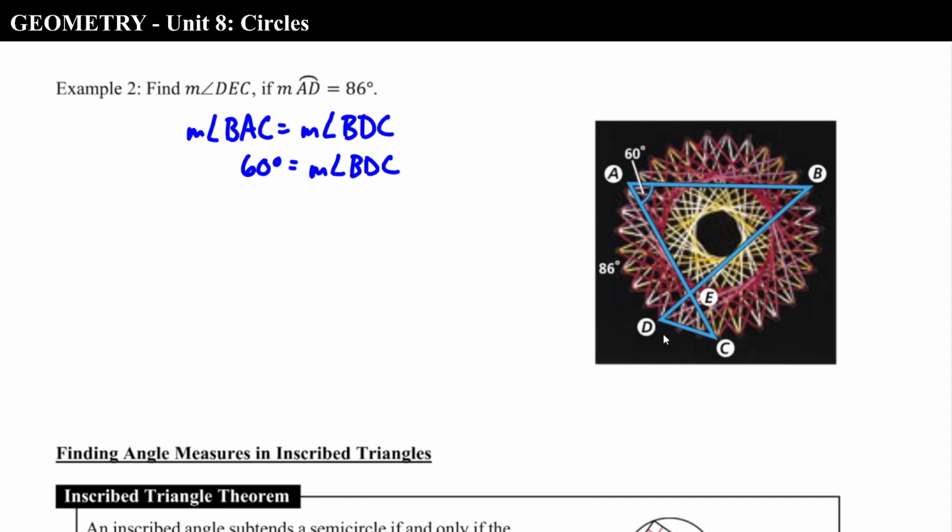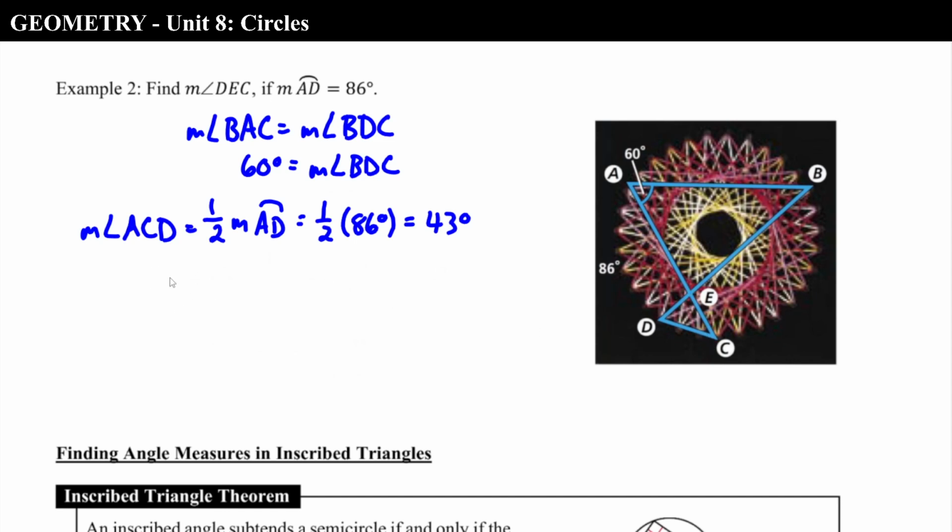Now, what about finding ECD or ACD? Well, the measure of angle ACD is equal to 1/2 of the arc it intercepts, which is AD. And that would be 1/2 of 86 degrees, which would be 43 degrees. So now we know, in this triangle, what the measure of angle D is, and we know what the measure of angle C is. All that's left to find is the measure of angle E in this triangle, which is DEC.